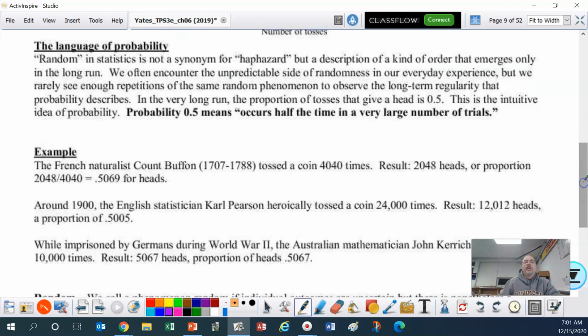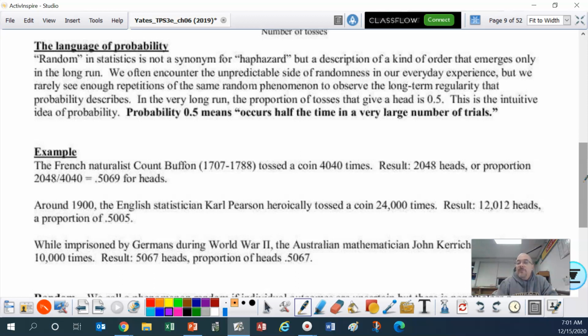All right, moving on. The language of probability. Random in statistics is not a synonym for haphazard, but a description of a kind of order that emerges only in the long run. We often encounter the unpredictable side of randomness in our everyday experience, but we rarely see enough repetitions of the same random phenomenon to observe the long-term regularity that probability describes. In the very long run, the proportion of tosses that gives a head is 0.5. This is the intuitive idea of probability.